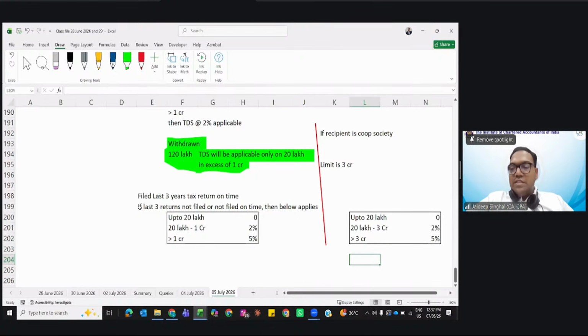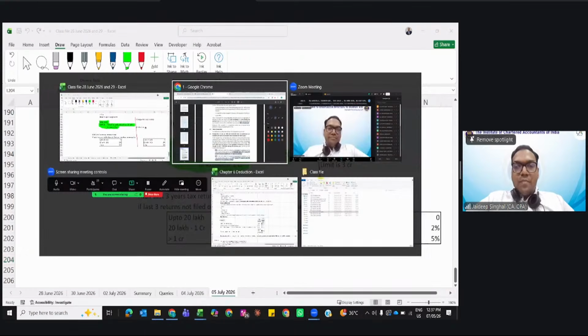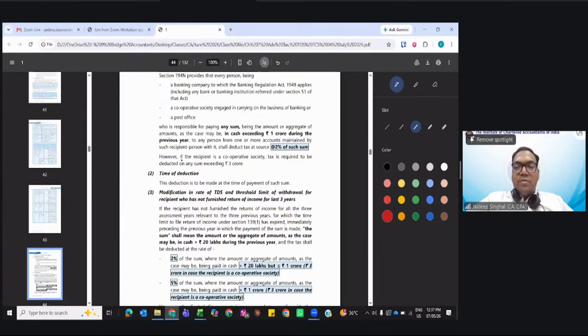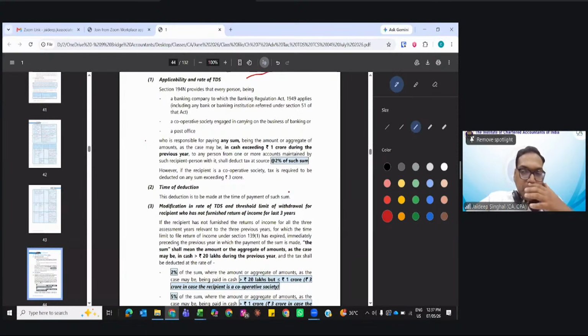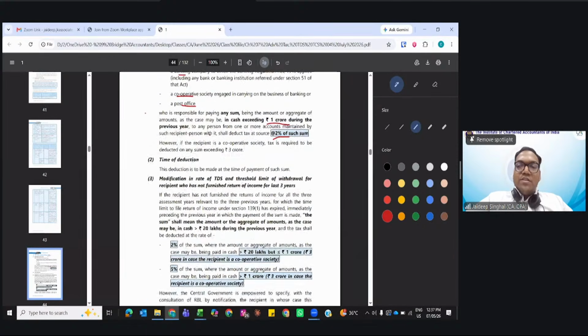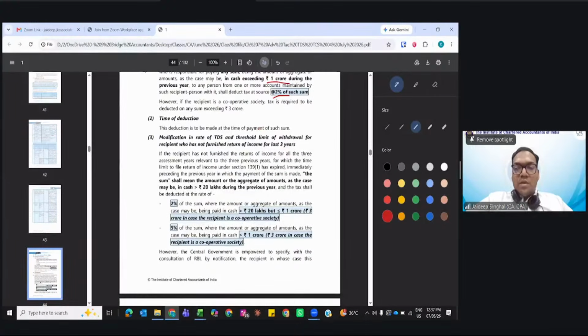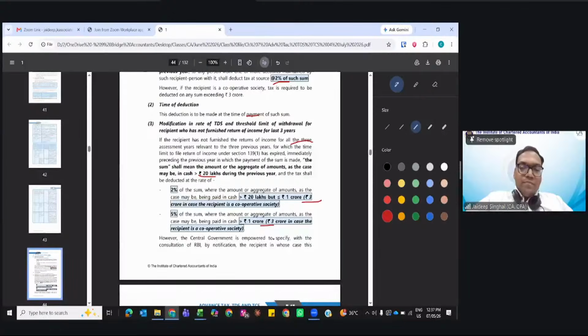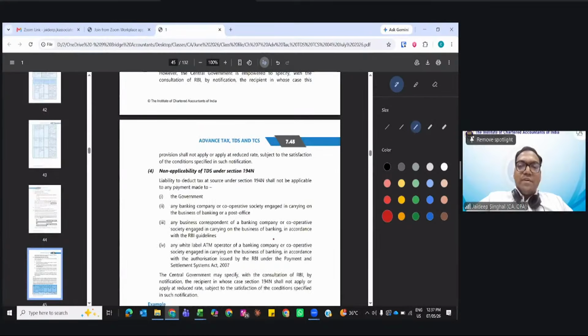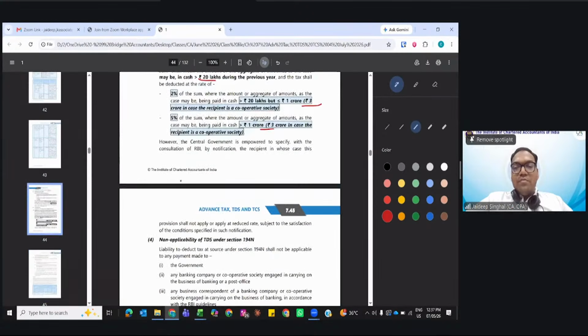This is a very important section, so you can just quickly go. It is when you withdraw money from a banking company, cooperative, post office, exceeding 1 CR, 2%. Time of deduction is whenever you withdraw. If you don't furnish the last 3 years' returns, it becomes 20 lakhs, and 3 crores in case of a cooperative society. 2% and 5% rate, which I have already told you.